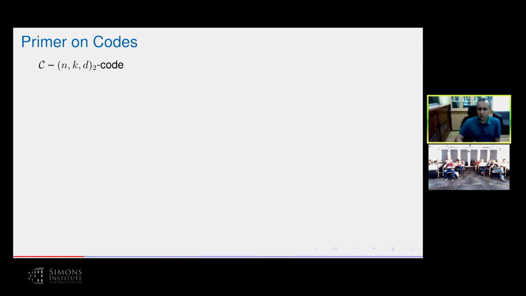Actually, in all the talks I will be talking not about just arbitrary codes. We'll be talking about linear codes, so codes in which the set is not an arbitrary set, but actually a vector space over GF2. We are going to use the alphabet 0, 1 as the field GF2, and the code is going to be a linear space over this field.